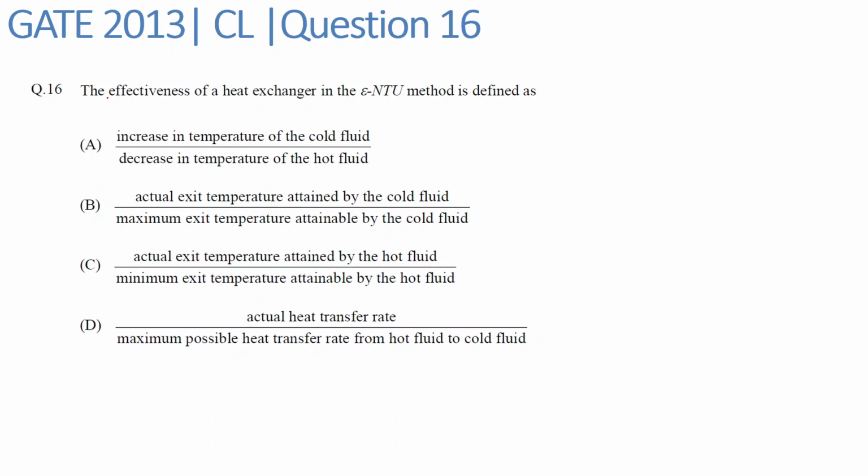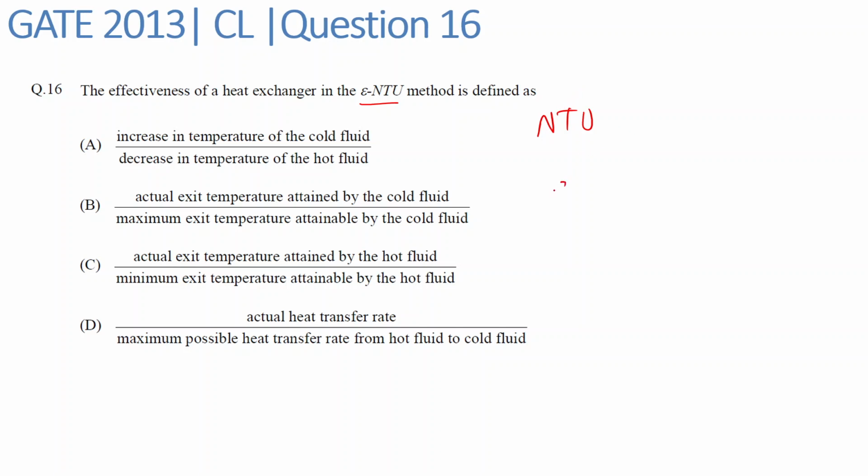The question is: the effectiveness of a heat exchanger in the NTU method is defined as, and which of the following options is correct? There is a method named NTU, that is number of transfer units, used for the design of a heat exchanger. So in that method, how do we define the effectiveness of the heat exchanger? That is what has been asked in the question.